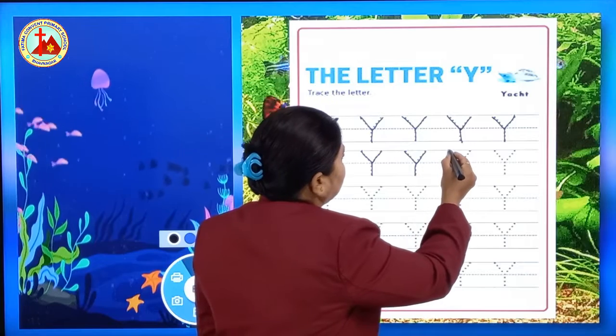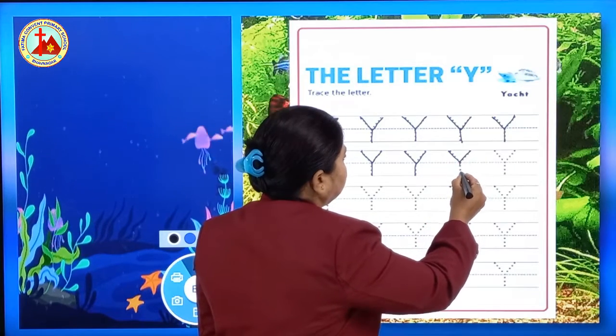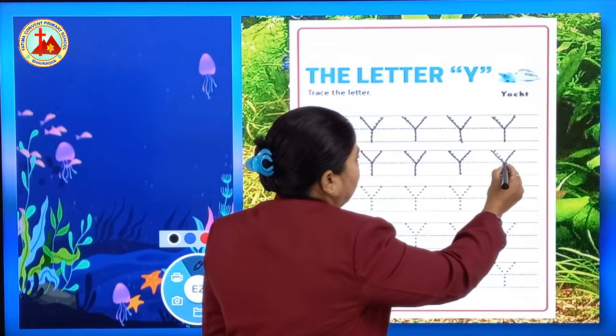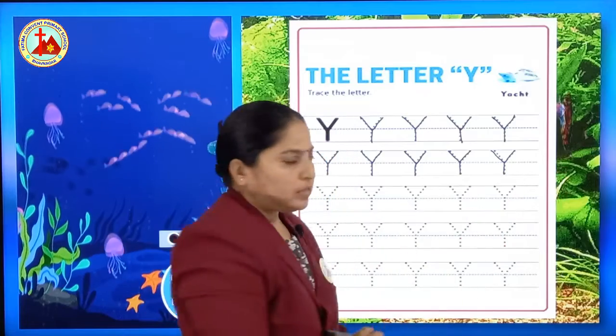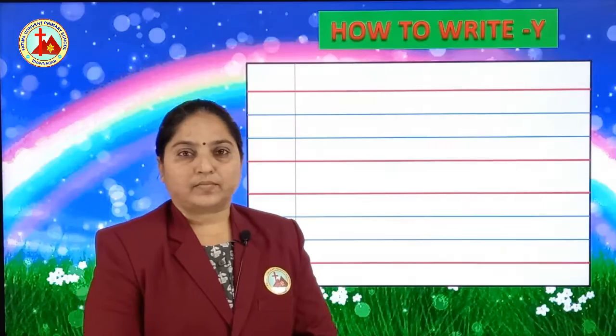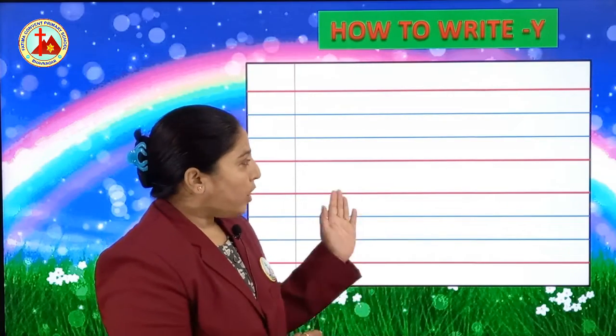So carefully and neatly you have to trace letter Y. Okay. Did you get, children, how to trace letter Y? So trace them nicely. Okay, children, now we will see how to write letter Y in four lines.